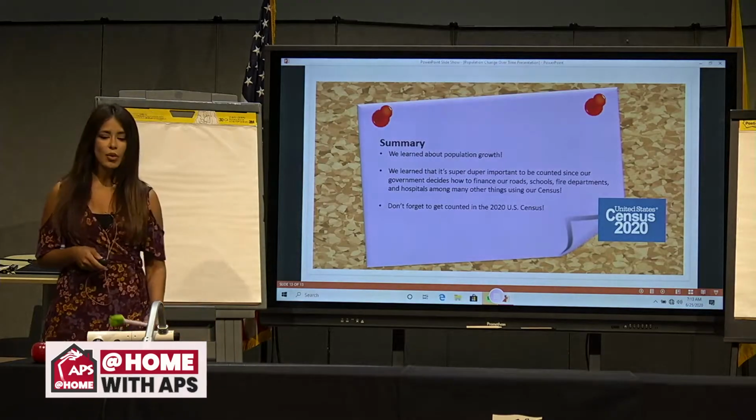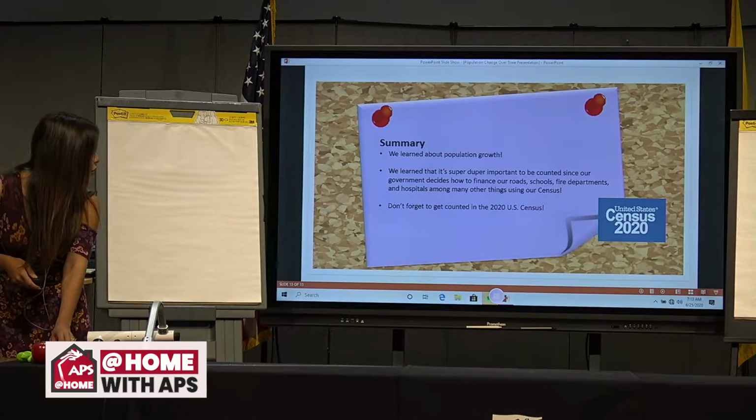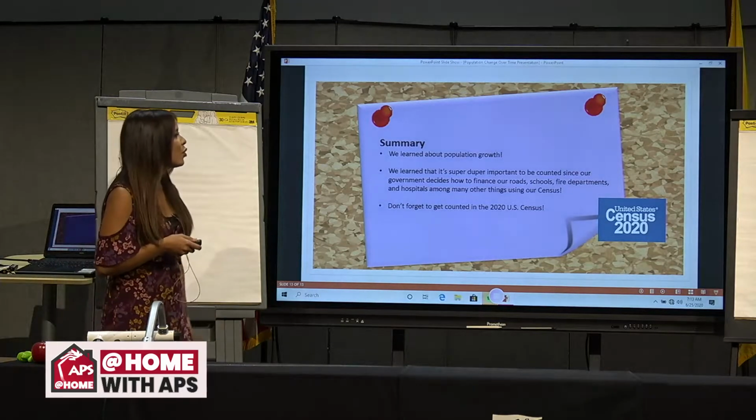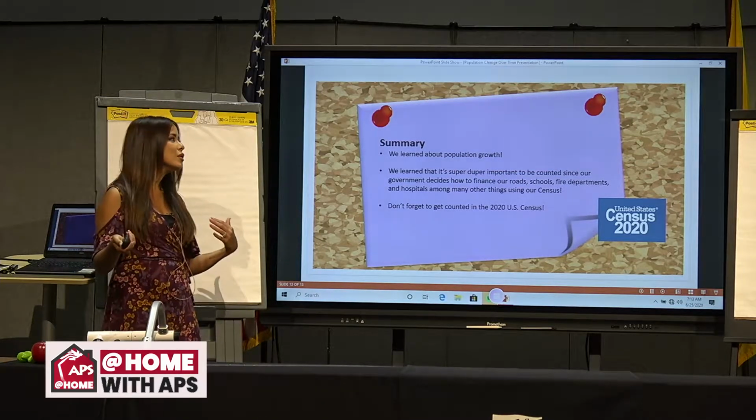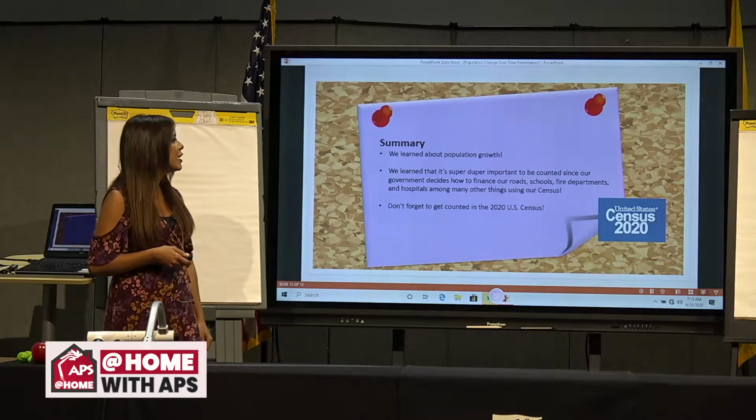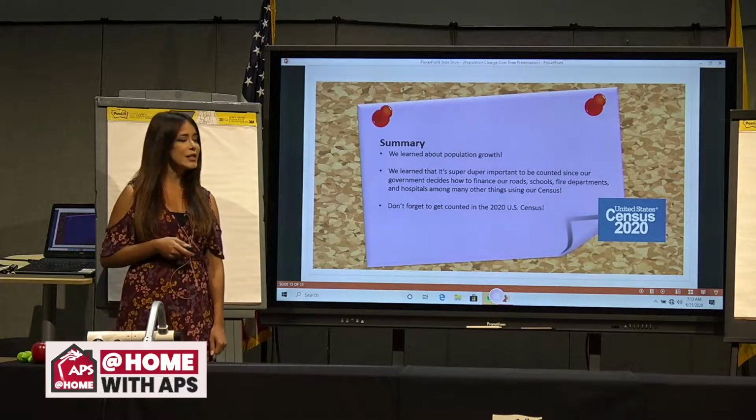So in summary, we learned about population growth. We learned that it's super duper important to be counted since our government decides how to finance our roads, schools, fire departments, and hospitals, among many other things using our census.